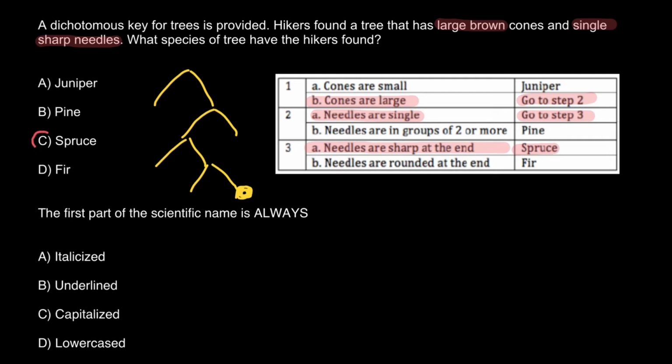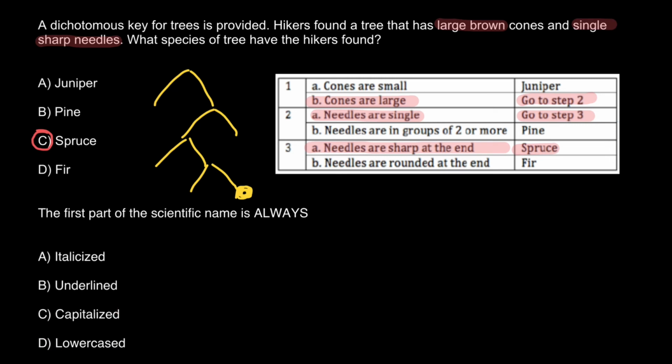So as you see, it is very easy to use this dichotomous key in order to specify species. It can be a plant or animal. And the second question, first part of the scientific name is always, and you have to choose one of these answers. Both genus and species, which is a part of scientific name, are italicized. If you write scientific name with your hand, and it is very hard to say when scientific name is italicized or not, you have to underline scientific name.